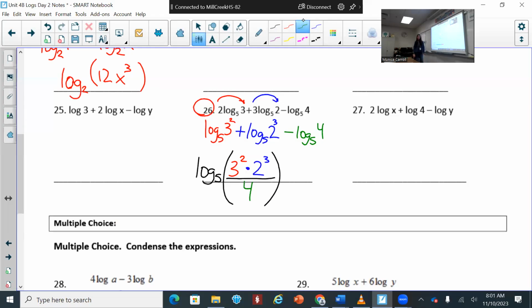Now, these are all just numbers. They've got some exponents in there, but none of it has variables. Can we simplify this? What's 3 squared? 9. What's 2 cubed? It's okay if you don't know right off the top of your head. 2 times 2 times 2 is 8. So we have 9 times 8 divided by 4. Figure out what that is. 18. So our final answer on this will be log base 5 of 18.